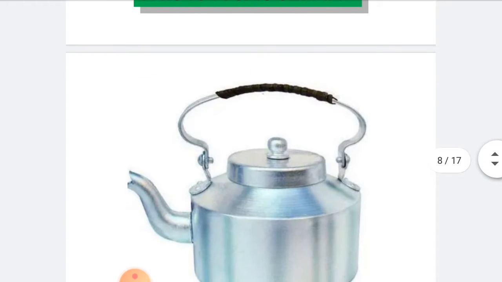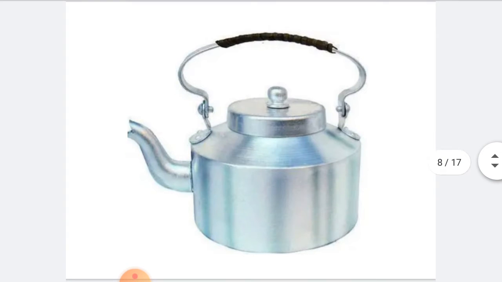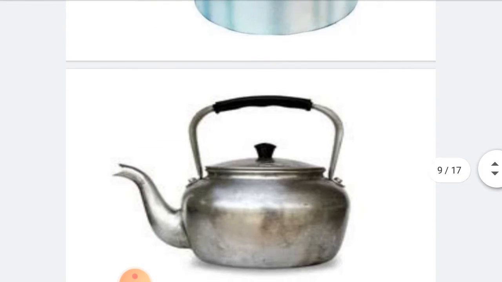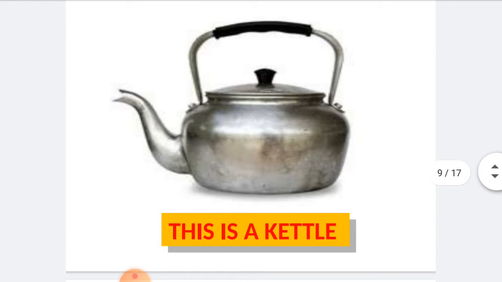Now can you tell me what this is? This is used for boiling water, isn't it? This is a kettle. Please repeat once again. This is a kettle.